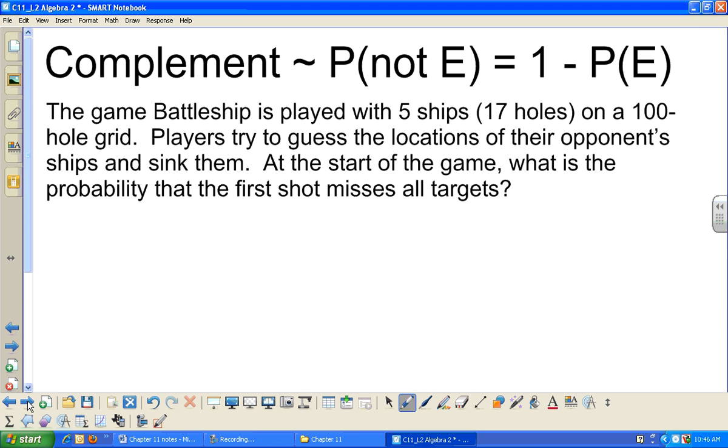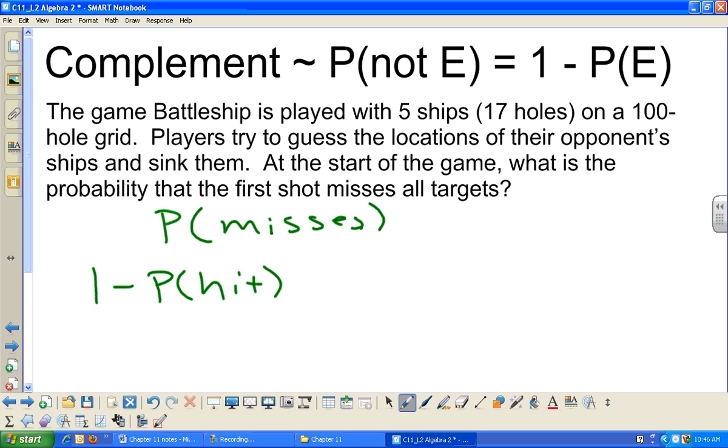So the game Battleship has 5 different ships. There's 17 holes in those ships with a 100-point grid. I want to find out what's the probability that the first shot misses all targets. So I'm looking for the probability that it misses. Well, I can also do 1 minus the probability that it will hit a ship.